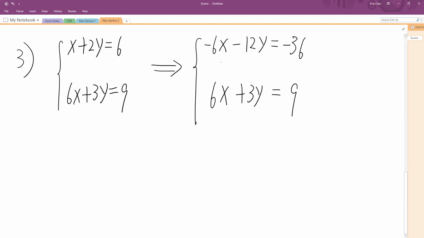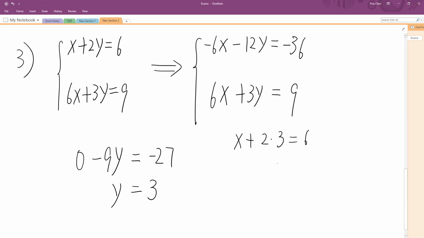So you will have, this is the 0, right? Negative 6 plus 6x equals 0. Negative 12y plus 3y equals negative 9y equals negative 36 plus 9 equals negative 27. So y equals what? 3 again, right? Y equals 3. Then we plug in the first equation, x plus 2 times 3 equals 6. So x equals what? X equals 0, right?